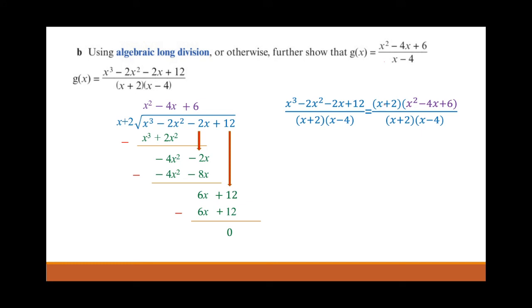And now using what we have learned in the previous lesson, if you have the same terms in the numerator and the denominator, you can cancel it out, which will give you the answer x squared minus 4x plus 6 divided by x minus 4, which is what we're trying to show there, right? So that's your final answer. So we are using the same things we learned previously to answer this question. I hope that's clear for all of you.